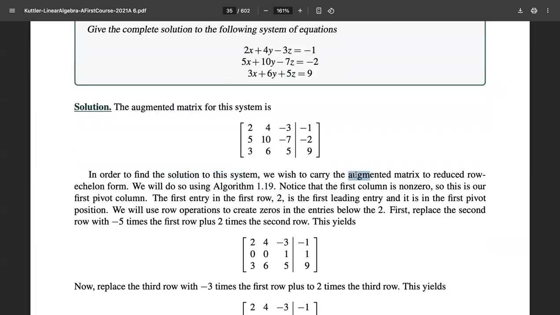So we are going to use the algorithm which we first learned. And so the first column right here, 2, 5, 3, is non-zero. So it's going to be our first pivot column. So the first entry, the topmost entry, is going to be my pivot position. So this is going to be my leading entry, right?